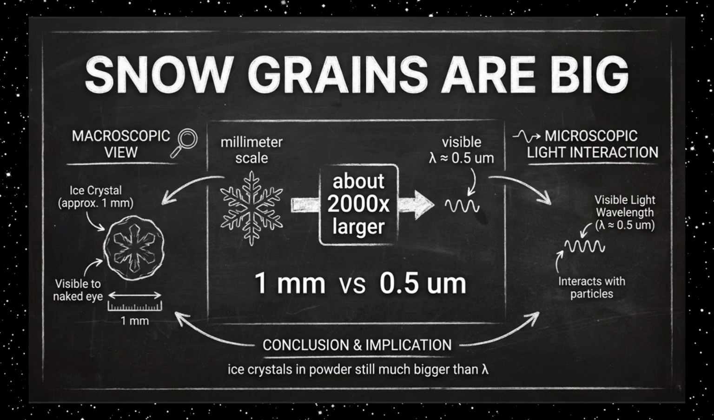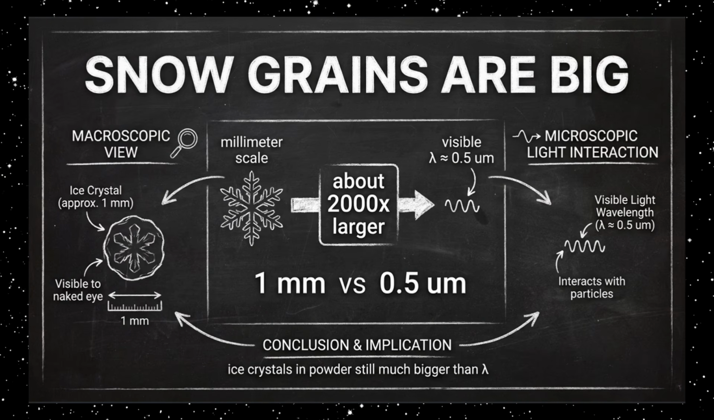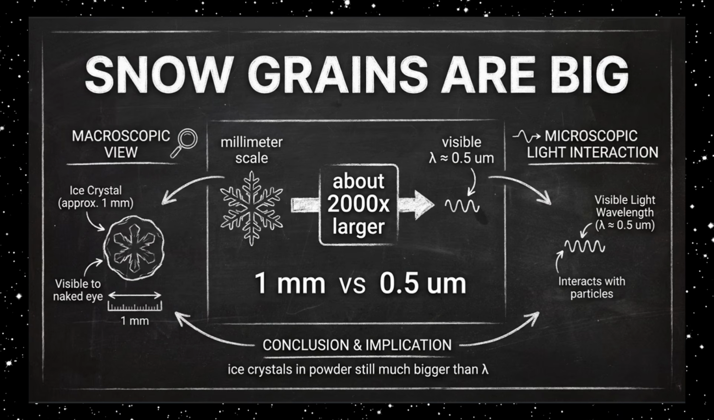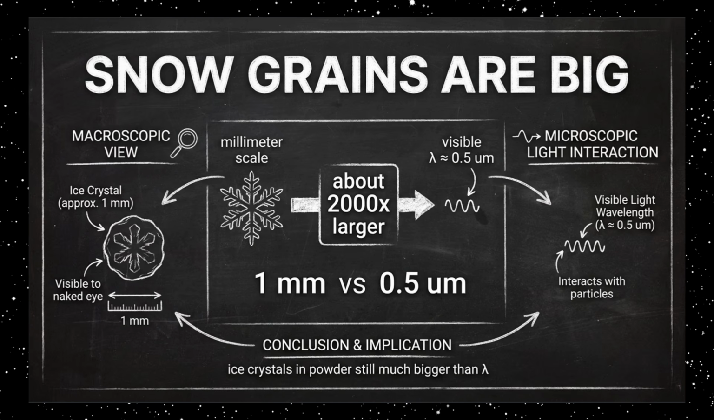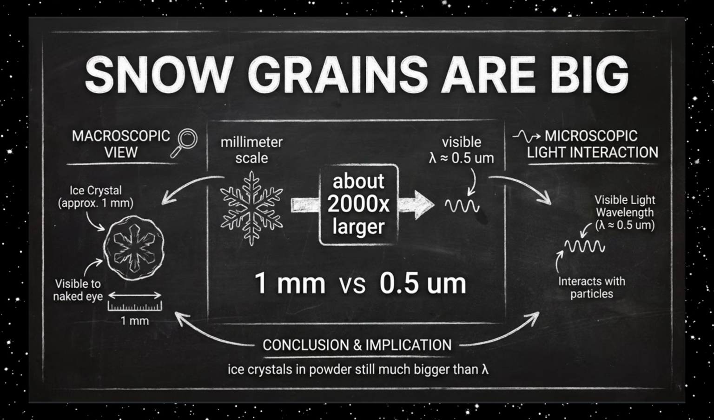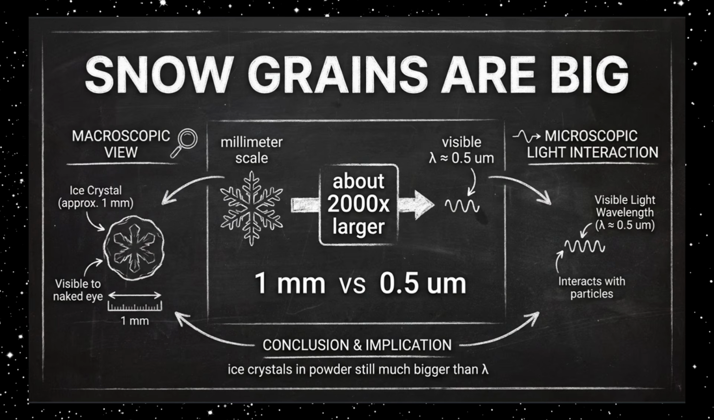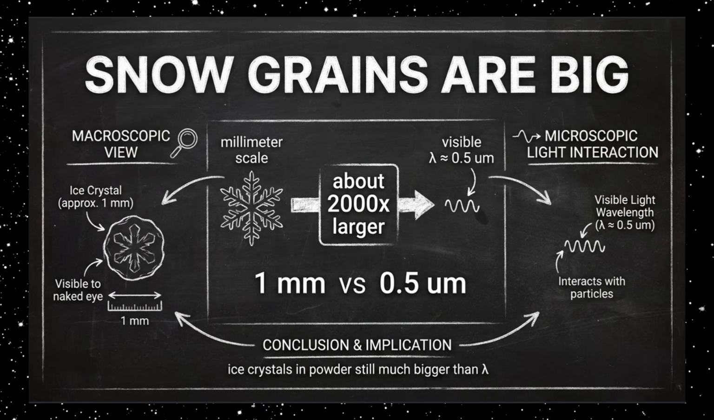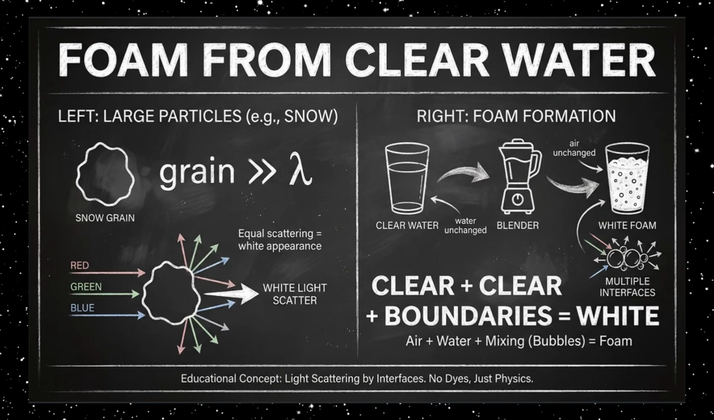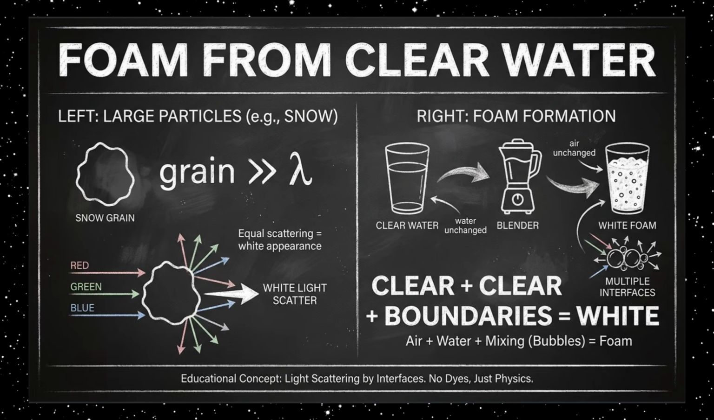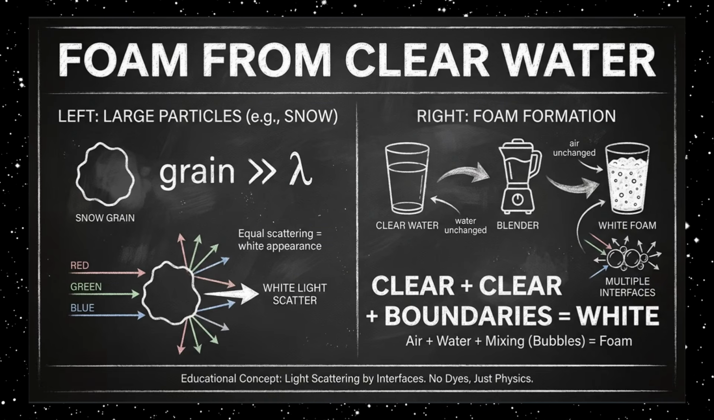But snow grains are not tiny like that. A typical snowflake might be a millimeter across, and even a single ice crystal in fresh powder is much bigger than the wavelength of light. The wavelengths of visible light are around half a micron, which is 1/2000th of a millimeter. So a snow grain is enormous compared to the light bouncing inside it. At those sizes, all the colors scatter the same.